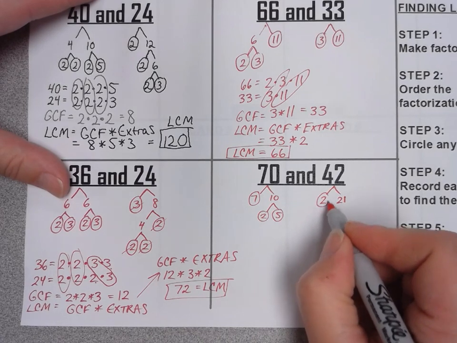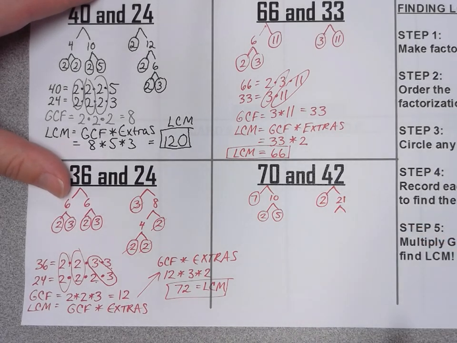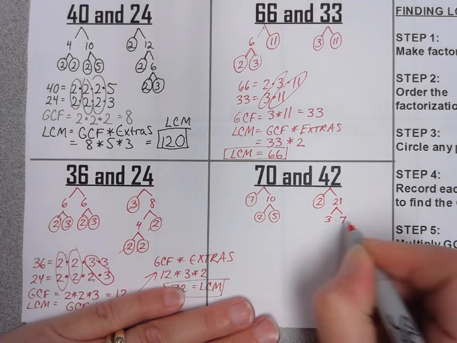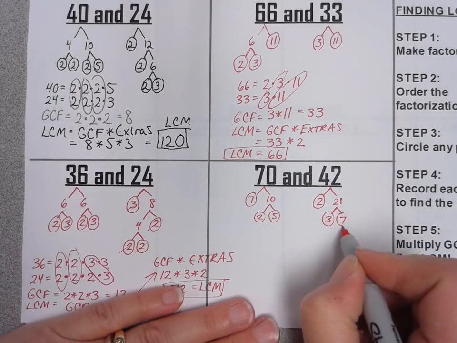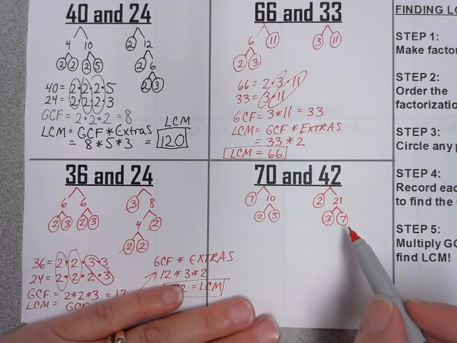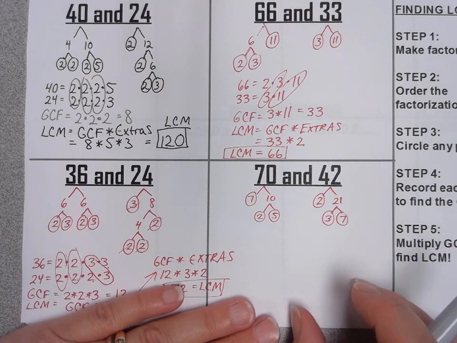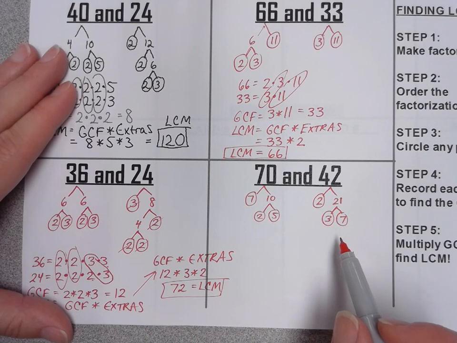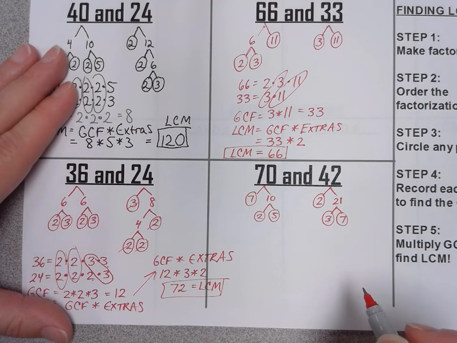I know 2 is prime. 21, I think it can be broken down, and you can look at your multiplication chart to find, yep, there it is, 3 times 7. Both of these numbers are prime, meaning only 1 times 3 can get me 3, and only 1 times 7 can get me 7. They only have 2 factors. Now that all of our prime numbers on our factor trees are circled, it says step 2, order the factorizations.